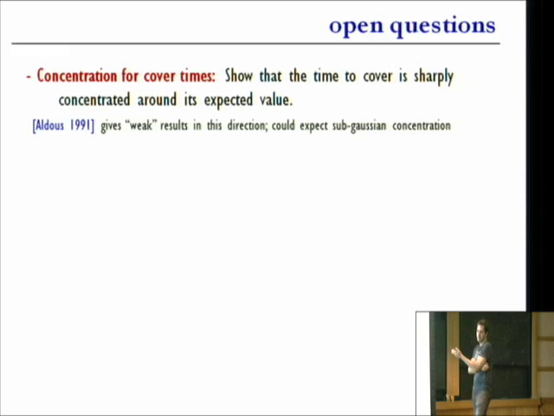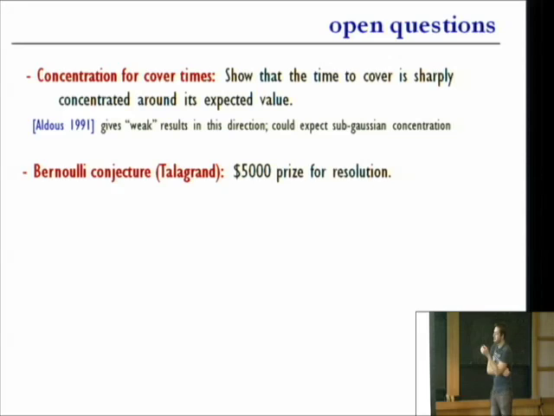And now let me mention the problem that I find most interesting in this area at the moment. Talagrand worked on this thing called the Bernoulli conjecture for about 5 years without being able to solve it. And he offered $5,000 for its resolution. He'll probably mention it, actually. I think he's giving a plenary talk at Stock, so I think he'll mention it then.